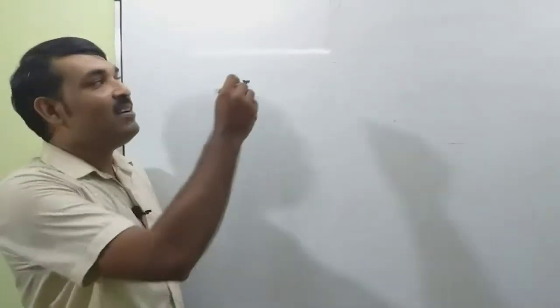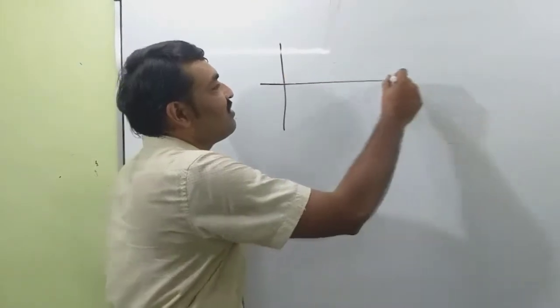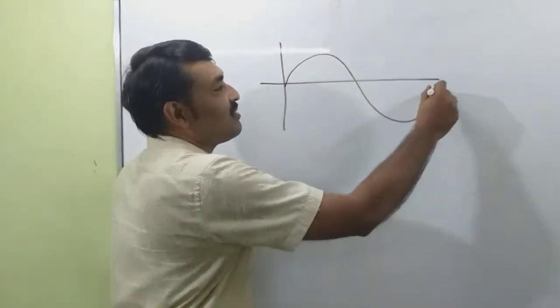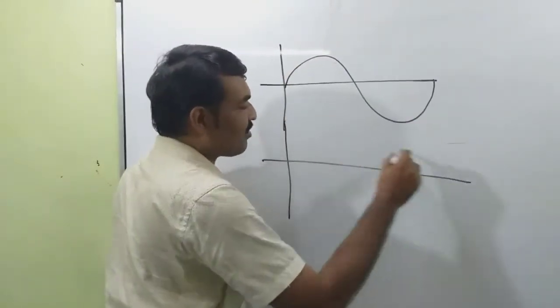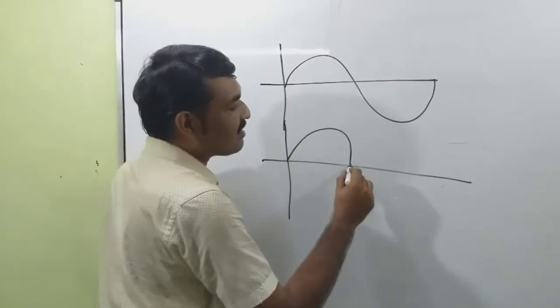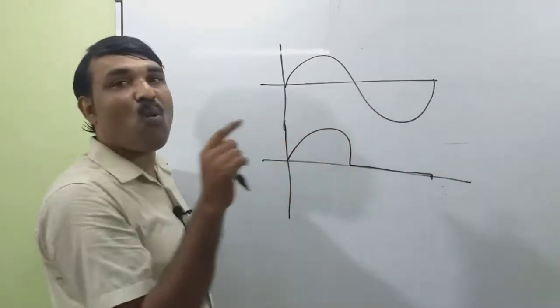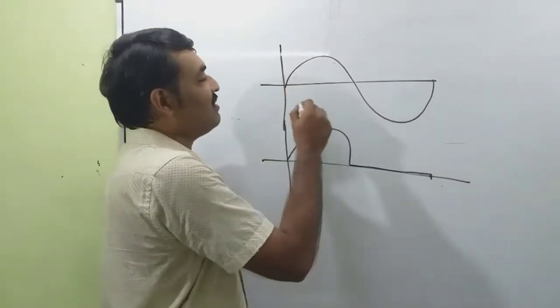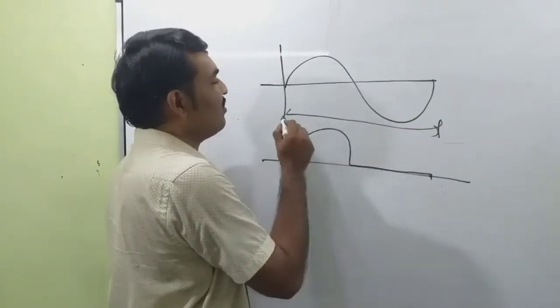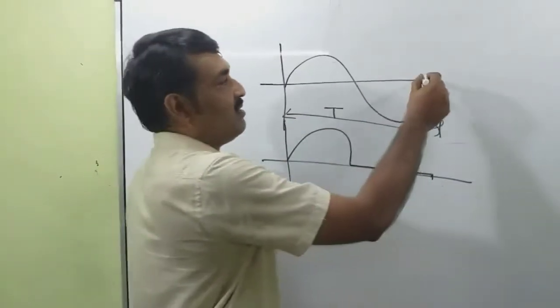Suppose we have a sinusoidal wave. For a rectifier circuit, suppose a diode circuit, a diode rectifier, you get this rectified output for one period. Let T be the period of this waveform.